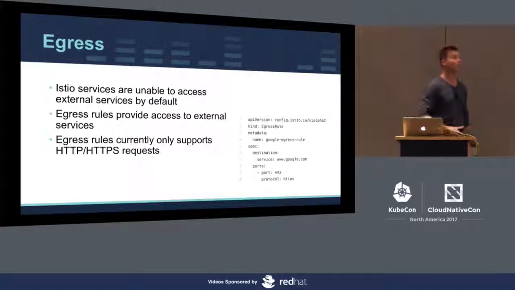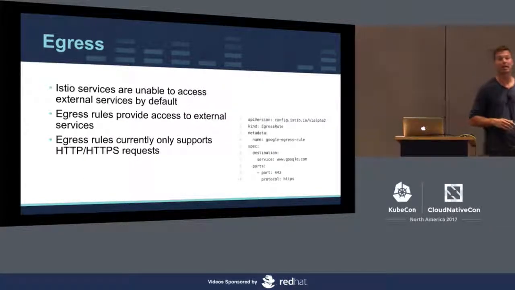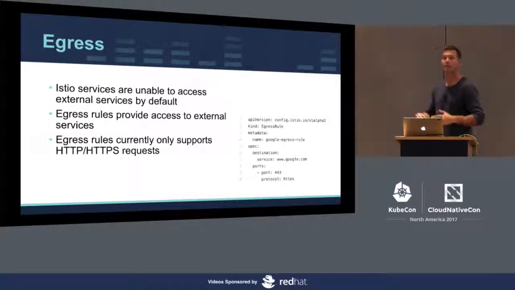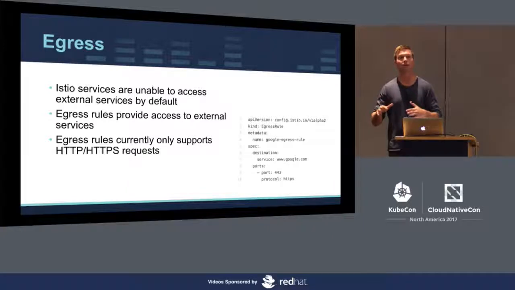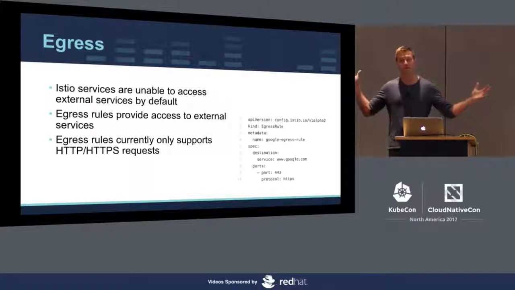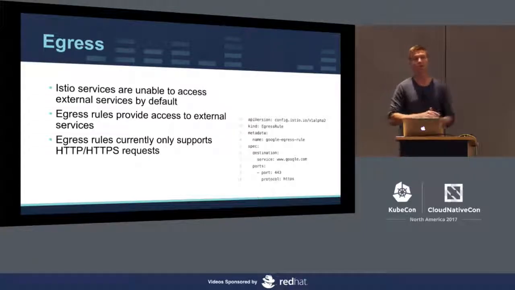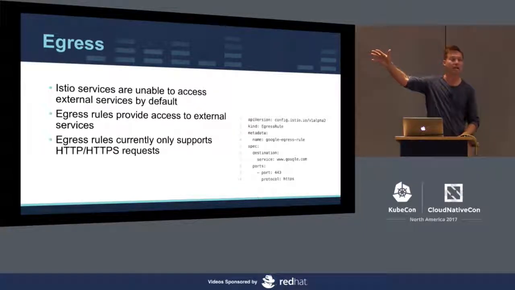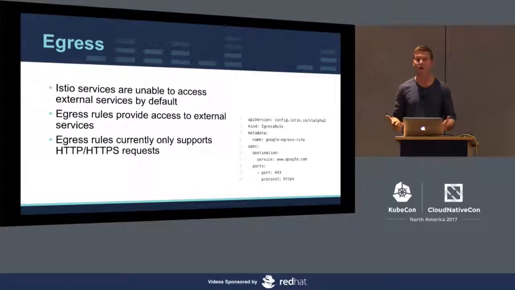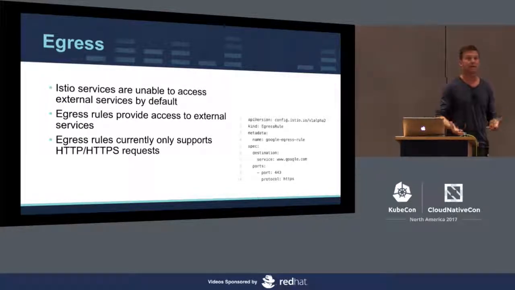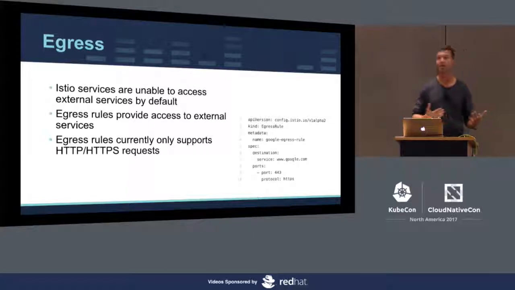Egress. By default, your services cannot communicate outside of the mesh. Why is that? It's because those sidecar proxies are configured based on IP tables to intercept all the traffic, and those sidecar proxies know nothing about any type of networking outside of the mesh. So we can create egress rules. These egress rules support HTTP and HTTPS, and allow you to selectively allow outbound traffic.